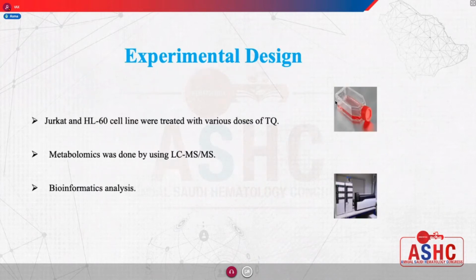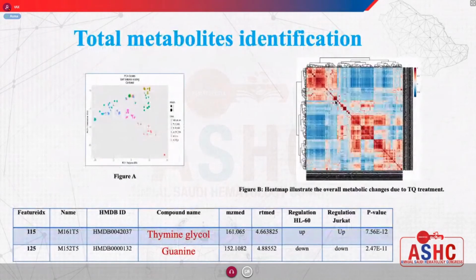In the experiment, we used two cell lines, Jurkat and HL60 cells, and treated them with various doses of thymoquinone. Metabolomics was done using LC-MS and bioinformatic analysis. The metabolome profiling changed by thymoquinone treatment was measured by extracting the cells using a combination of acetone and methanol solvent, then injecting the sample into LC-MS. The total metabolite identification was 335 features in HL60 and Jurkat cells. 302 features show a p-value less than 0.01.